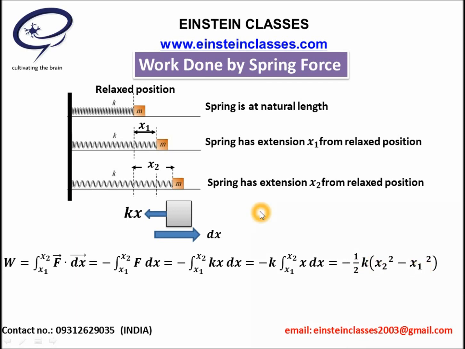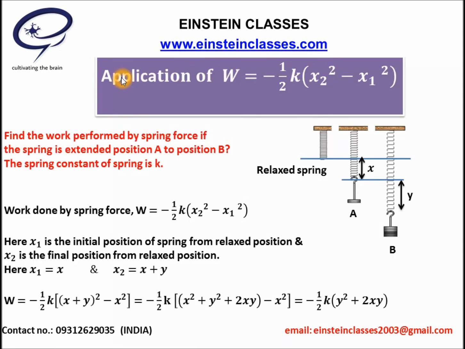x2 is the final position of the spring from the relaxed position, and x1 is the initial position of the spring from the relaxed position. Now we are going to apply the formula: work done by the spring force equals minus half k into x2 square minus x1 square. K is called the spring constant, x2 is the final position of the spring from the relaxed position, x1 is the initial position of the spring from the relaxed position.